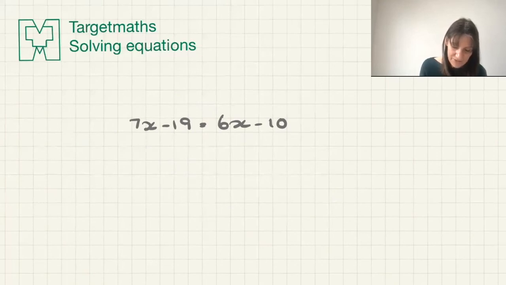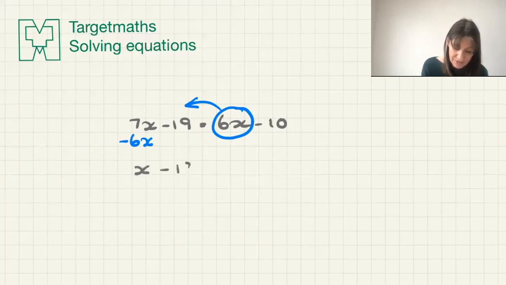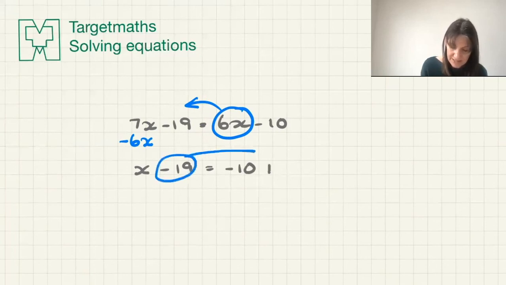Okay, I am going to move the 6x's because they are smaller. And that's going to create 7x take 6x. That's going to leave me an x. I've still got my minus 19. It's equaling minus 10. I'm now going to move that minus 19. It's going to land as plus. And I've got x equals, I'm at minus 10. I'm adding, so I'm going up the number line 19 places. I end up at 9.